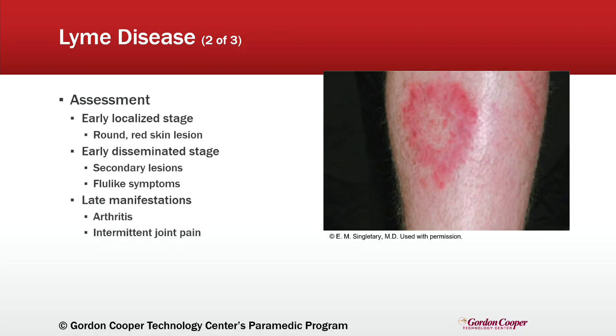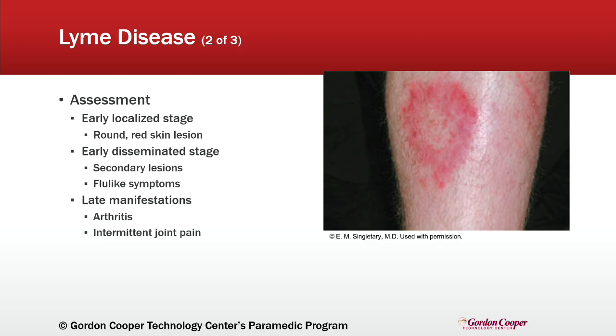Lyme disease can affect the skin, heart, joints, nervous system, and then some people may not even have any symptoms at all. So it can depend and vary widely. When the symptoms do show up, they typically develop in 3 stages. The first, you kind of have that hallmark bullseye rash, which often appears at the bite site.